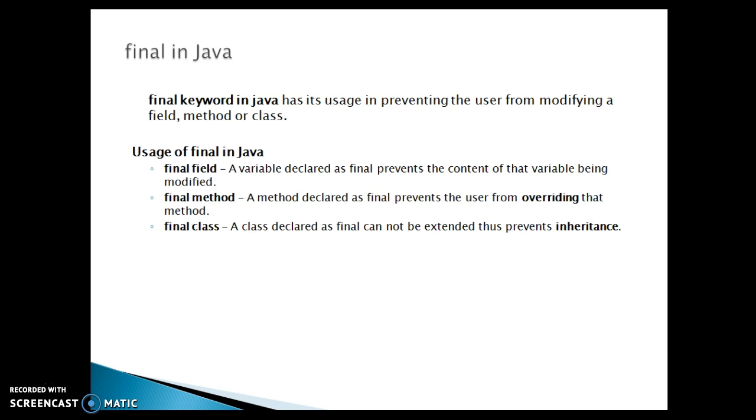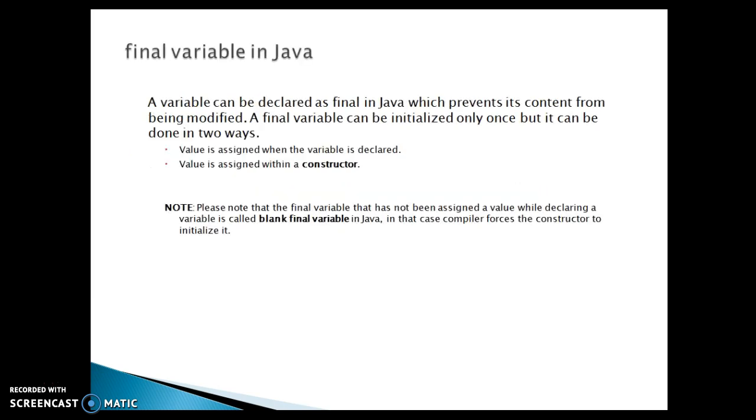Now final method, you can declare a method as final. A method declared as final prevents the user from overriding that method, right? So a final method cannot be overridden. Now you can specify a class as final as well. A class declared as final cannot be extended, thus preventing inheritance, right? Now let's talk about each and every point in a little more detail.